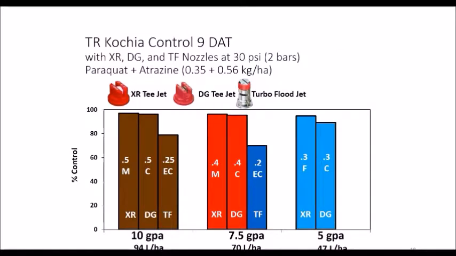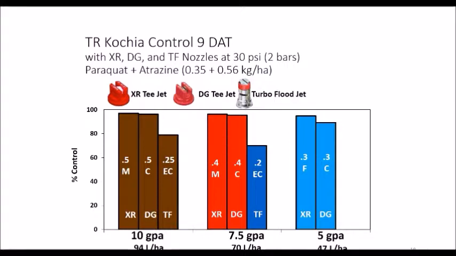So I just want to start with talking about a couple different efficacy trials that we've done over time, and how those different trials show how droplet size is important from an efficacy standpoint, and then we'll try to tie that back into the drift reduction and off-target movement piece in a little bit.